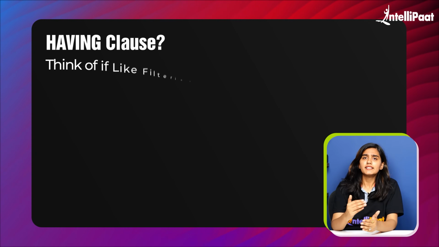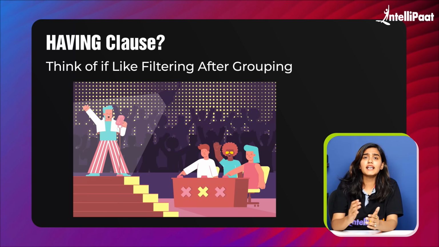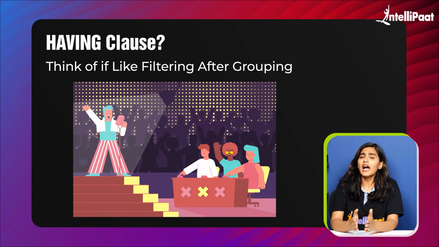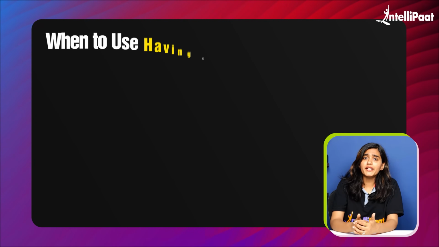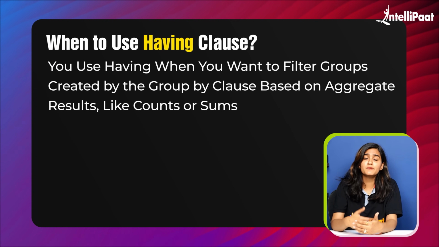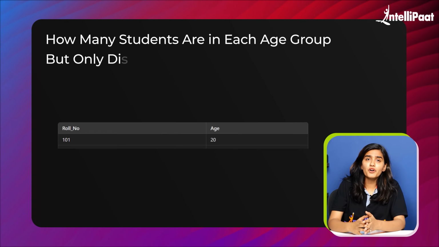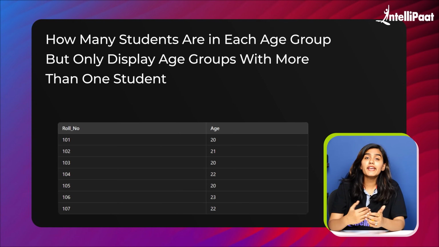And having clause. Think of it like filtering after grouping. Now picture the having clause as the judges in a talent show. After the contestants have performed and have been grouped by their score, the judges review the groups and decide which one meets the criteria. So when to use? You use having when you want to filter groups created by group by clause based on aggregate results like count or sum. For example, if you want to see how many students are in each age group, but also you want to display age groups with more than one student, what would you do?